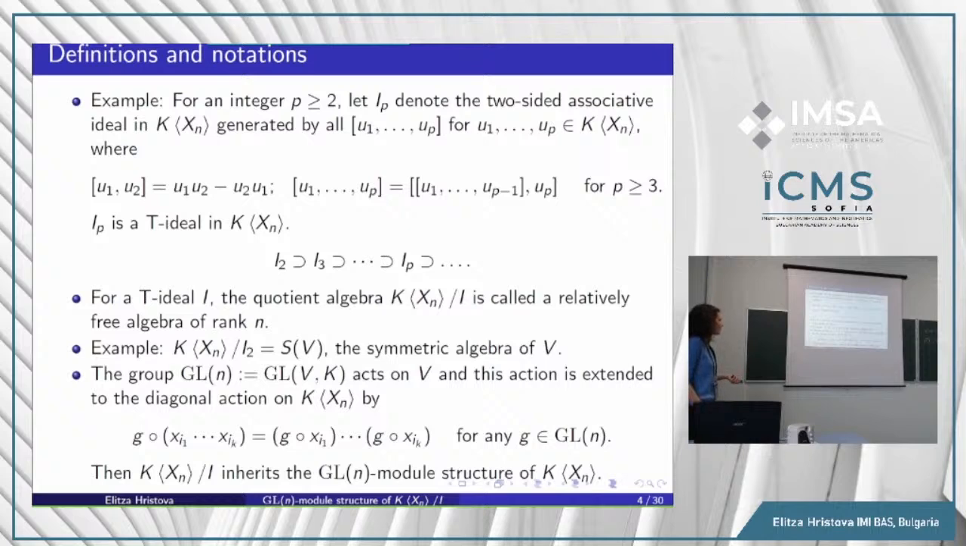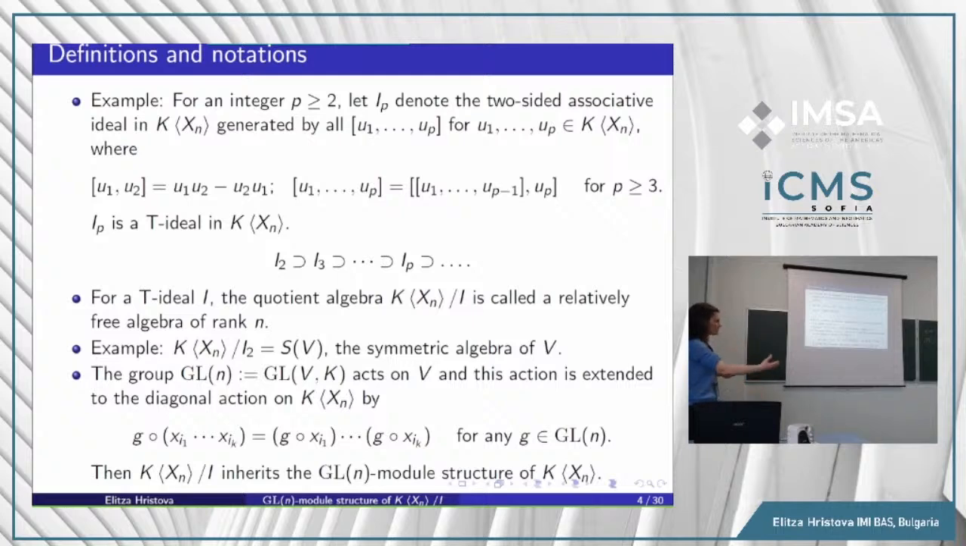And then we can extend this action to an action on the whole K of xn in this diagonal way. So we take a monomial, and how do we act on the monomial? We act on each of the variables separately, and then we extend by linearity to the whole algebra K of xn. So this is again a very natural action, and in this way K of xn is also a representation of GLN, but now infinite dimensional.